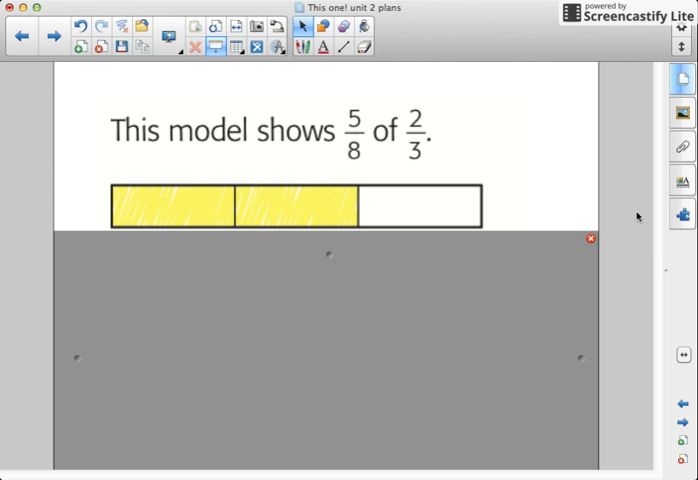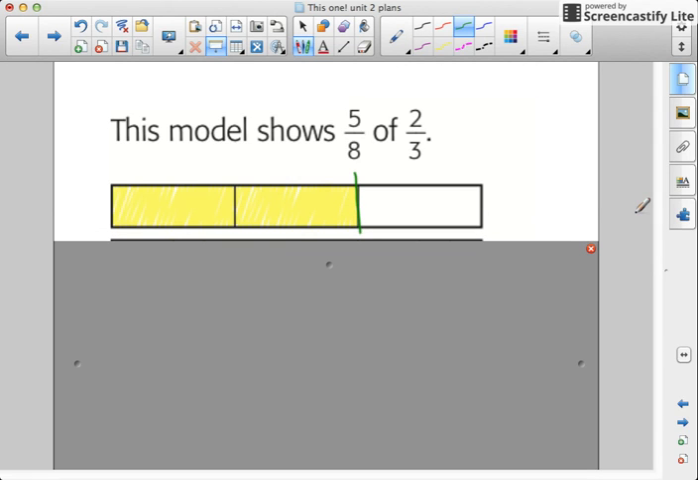Here's another way that you can model fraction multiplication. So this would be 5/8 multiplied by 2/3. What you're going to do is model the second fraction on this fraction strip. So as you can see, 2/3. Now we need to find what 5/8 of just this 2/3.